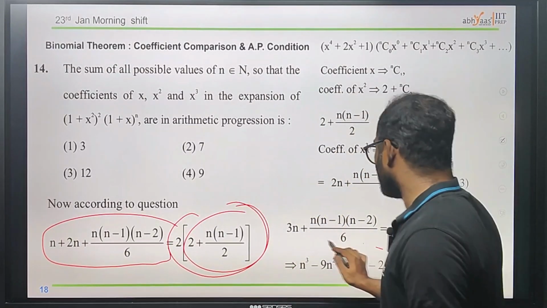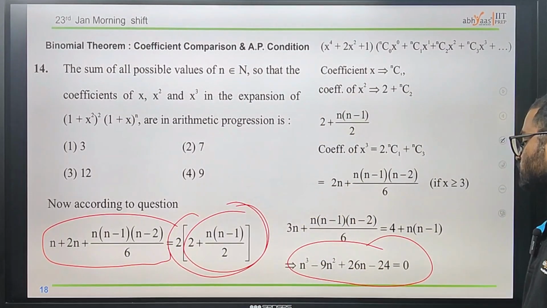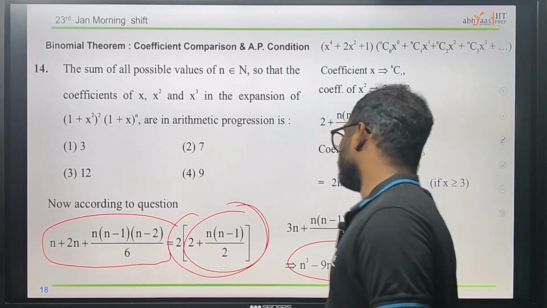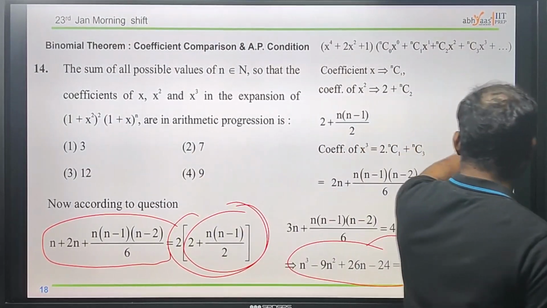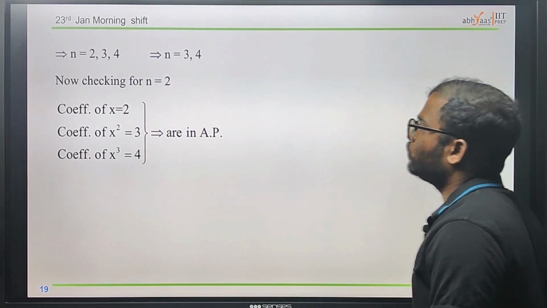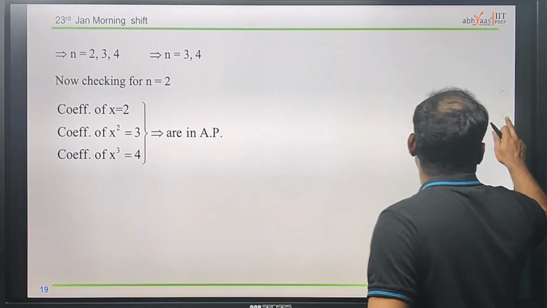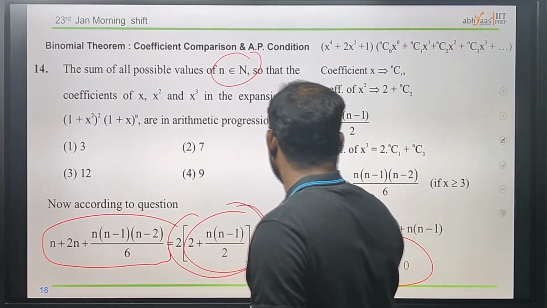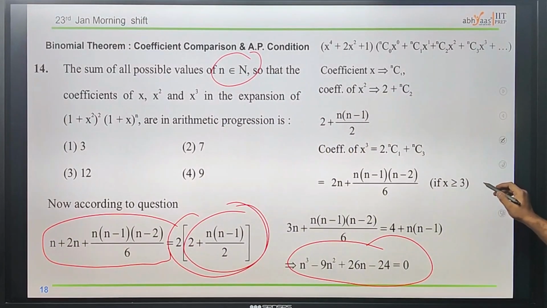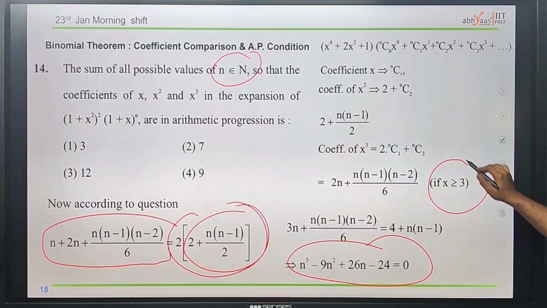In order to find the n value, further simplification leads to a cubic polynomial. We know that for a cubic polynomial we have three solutions. For that n we have 2, 3, 4. Why are we taking 2, 3, 4? Because n belongs to natural numbers, and also n must be greater than or equal to 3.